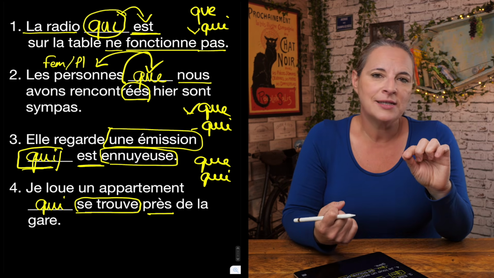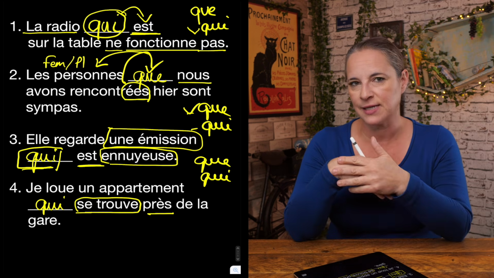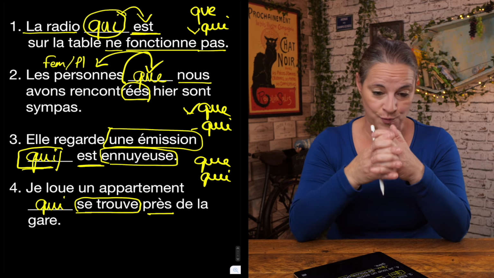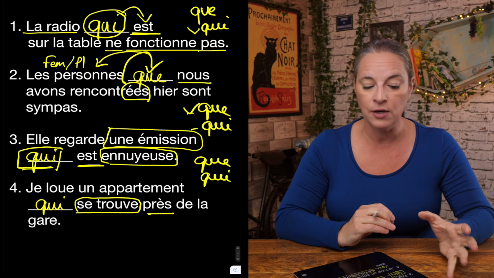Now, this is where it becomes very complicated, is that when you start using a reflexive pronoun, okay, you've got to understand that it comes attached to the verb, okay, and therefore, before that, you use qui and not que.